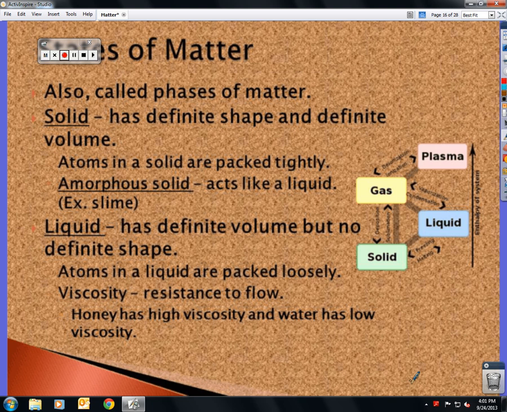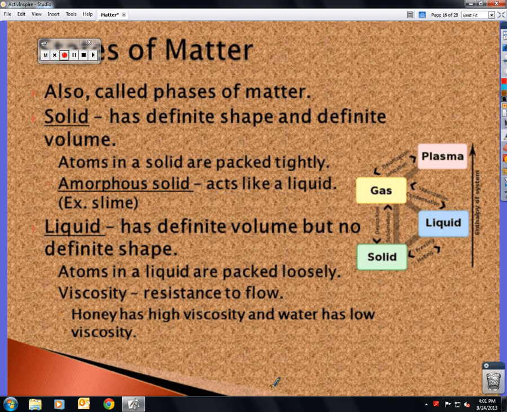An amorphous solid is the only one that can change its shape. It acts like it's a liquid. Example would be slime, candle wax, glass, that's an example. Liquid has a definite volume. I can measure out 10 milliliters, but it has no definite shape. It takes on the shape of the container. The atoms in a liquid are packed loosely. They slide past one another.